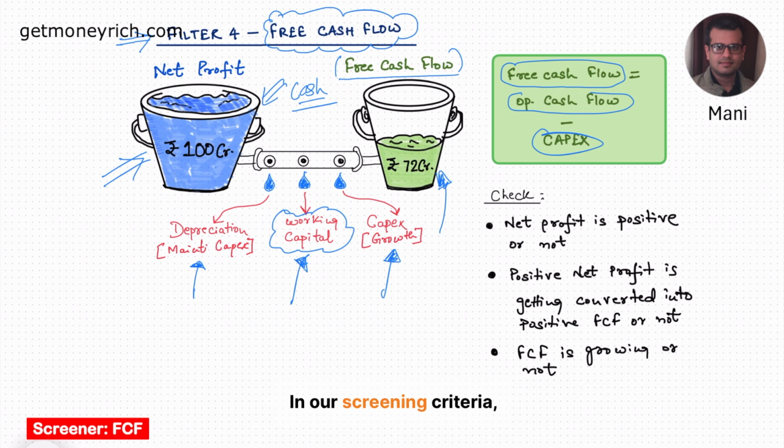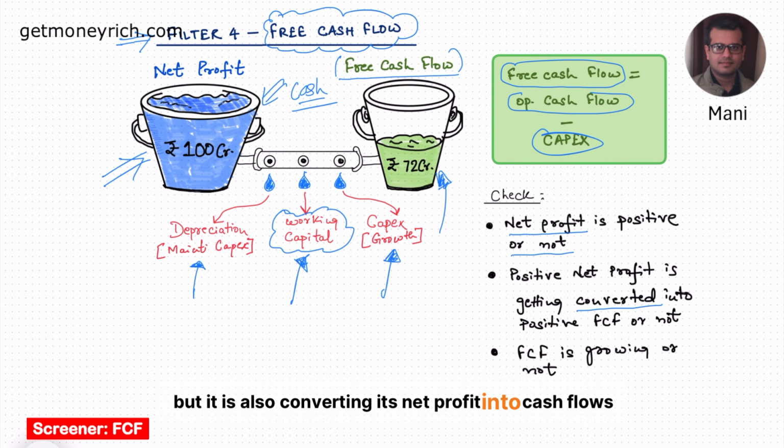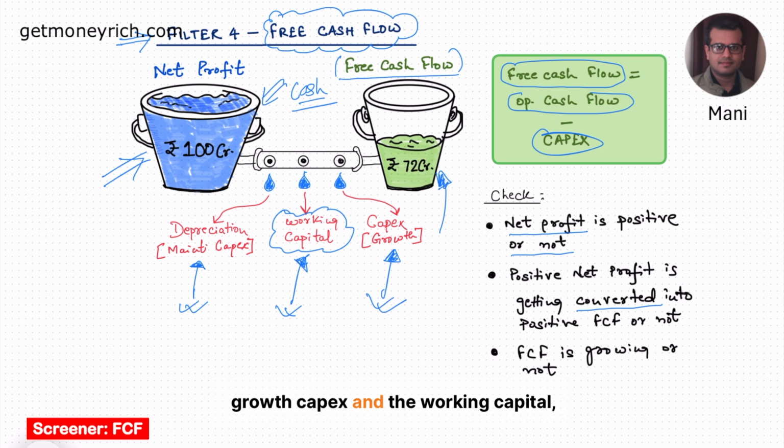In our screening criteria, we want to see a company which is not only reporting positive net profit, but is also converting its net profit into cash flows. That cash flow, after adjusting for maintenance capex, growth capex, and the working capital, must not only be positive, but it also must be growing.